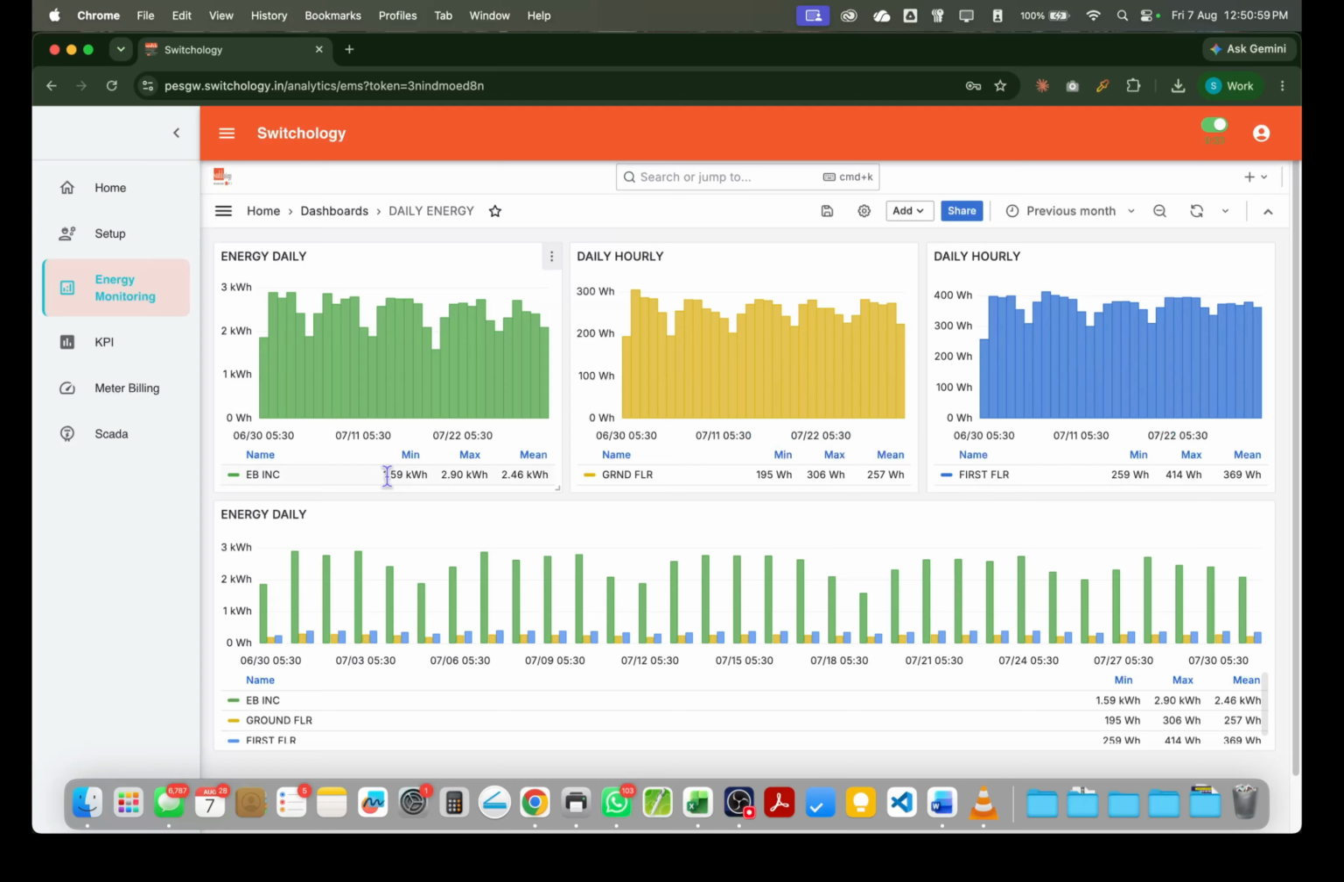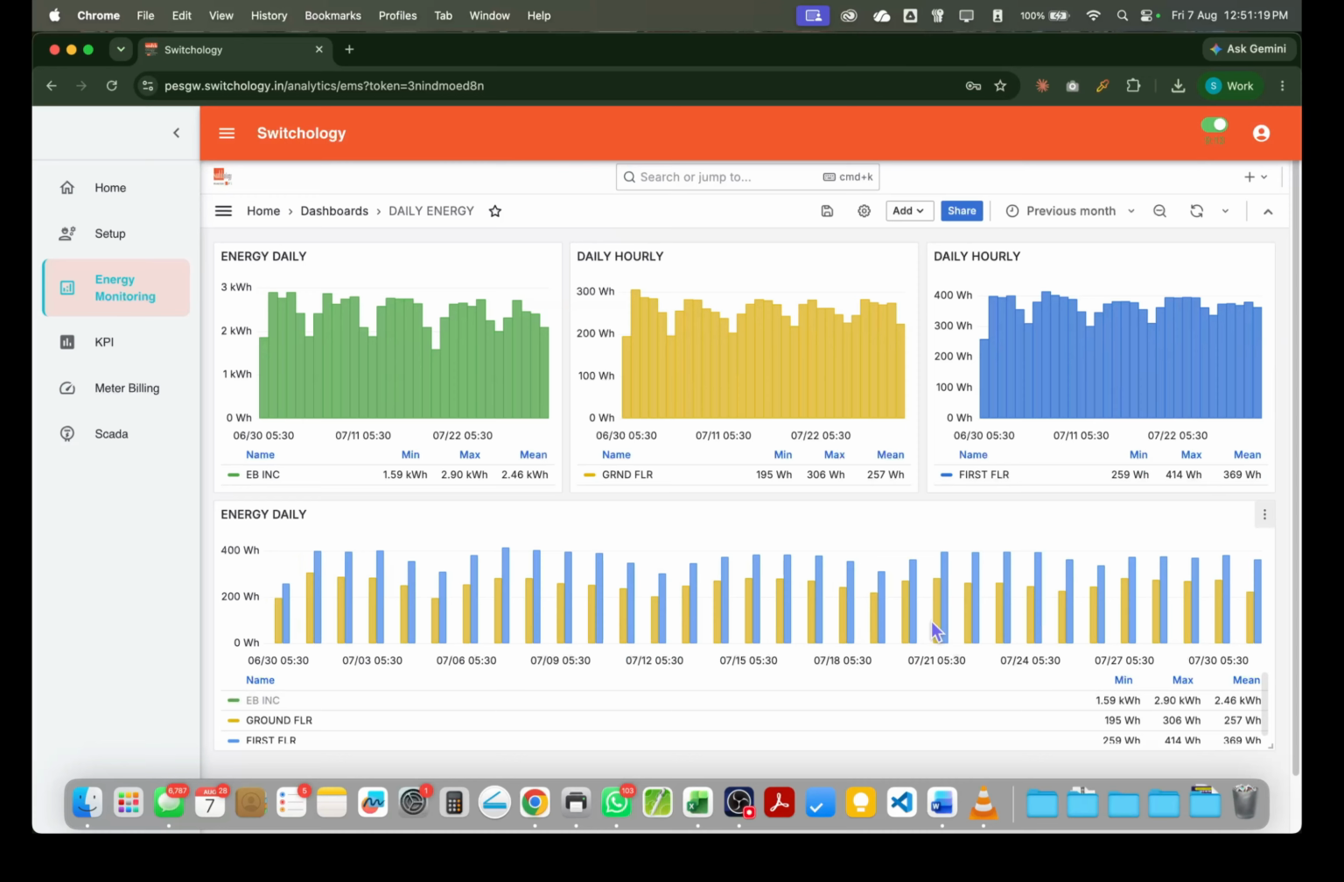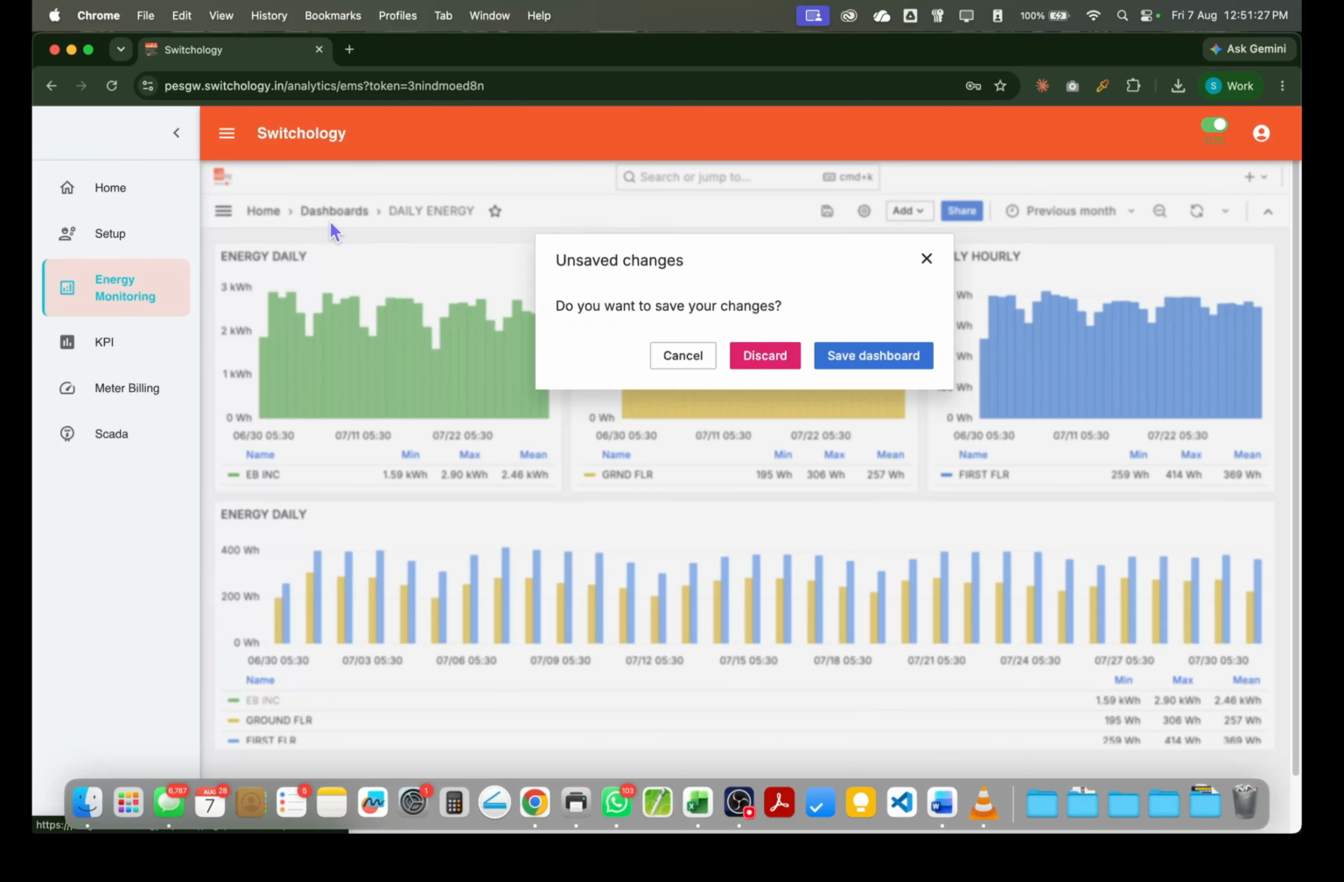Now this is the total energy that is consumed for the entire month. 2460 units has been consumed for the entire month. Like that you can see 257 units consumed for the ground floor and 369 units consumed for the first floor. And this is how the energy comparison looks for the ground and first floor when you look at the whole month. So it is a cyclical pattern. Weekends are much lower energy and weekdays are more energy consumed.